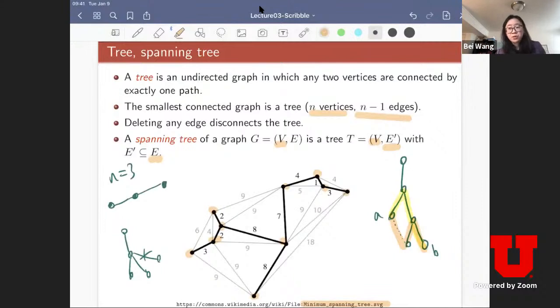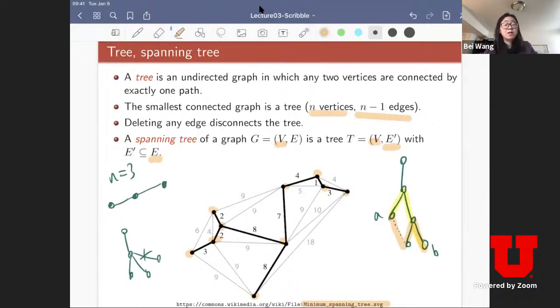But of course, remember, not all spanning trees are minimum spanning trees. The spanning tree is any tree which is a subgraph of the graph such that it spans all the vertices. And that's a spanning tree.